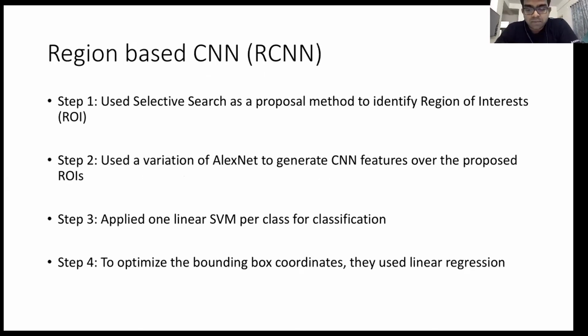And the earliest approach that tries to solve object detection is region-based CNN. The author of region-based CNN was inspired by AlexNet and thought, why can't we use deep learning to solve object detection? So they had a very naive approach. All they wanted to do was to use AlexNet to improve object detection. They used something called selective search to come up with proposals of regions.